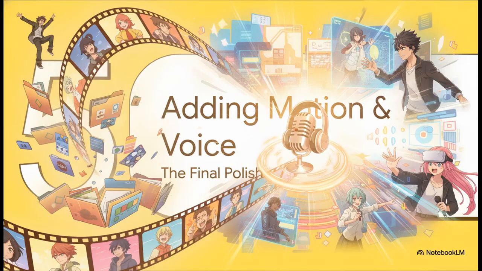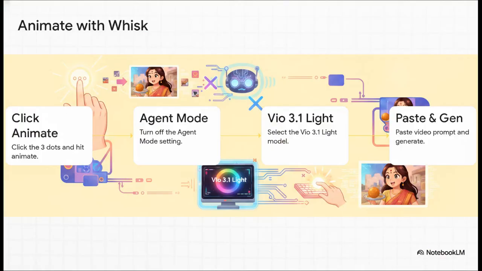And finally, Section 5, adding motion and voice, the final polish. First things first, let's get those static images moving. Right inside Whisk AI, you simply click Animate, turn off agent mode, select a video model, something like VO 3.1 Lite, paste in your prompt, and generate. Or, you can also achieve this by using Kling 3.0 via text if you prefer. But just like that, suddenly your static sweet seller is physically handing over that laddu.